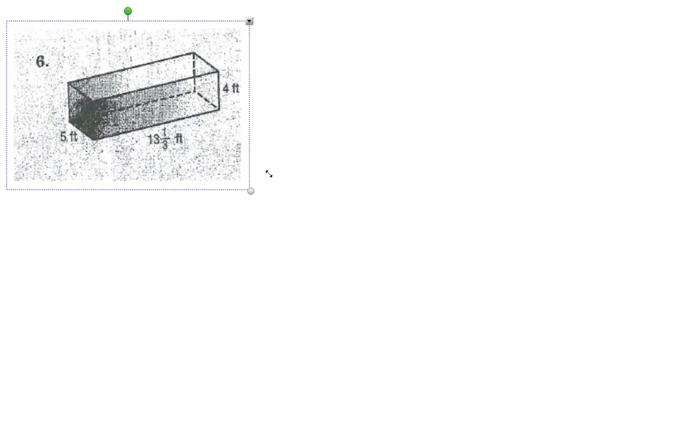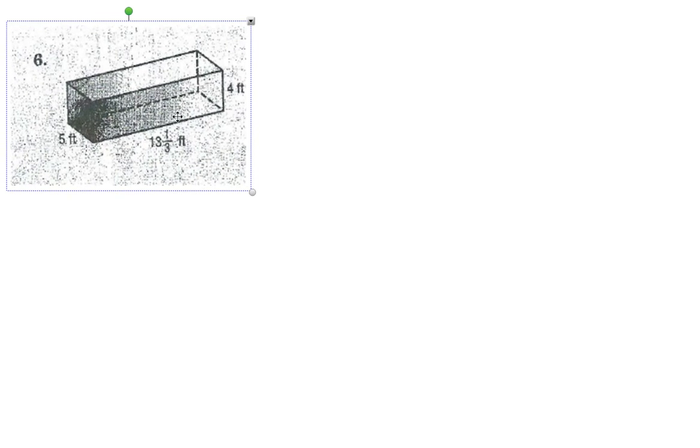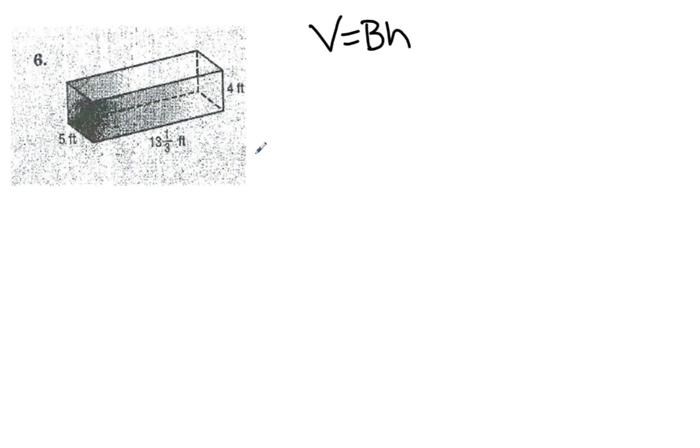I like this one because it's a pain. We have a rectangular prism, a stick of butter looking thing. I didn't say butt, I swear. So we're looking for volume. V equals area of the base times the height.